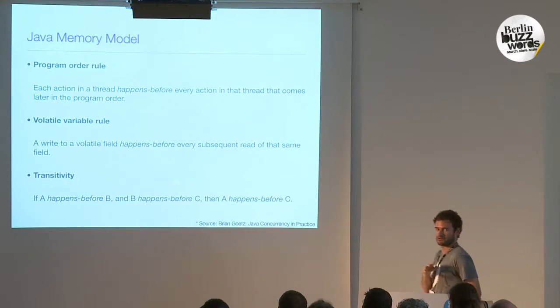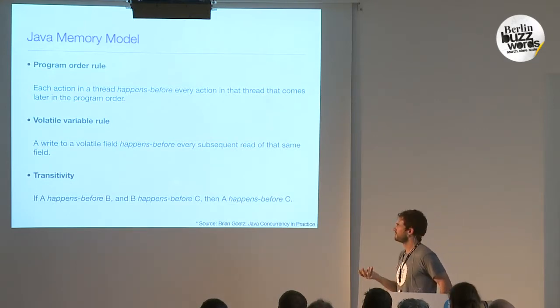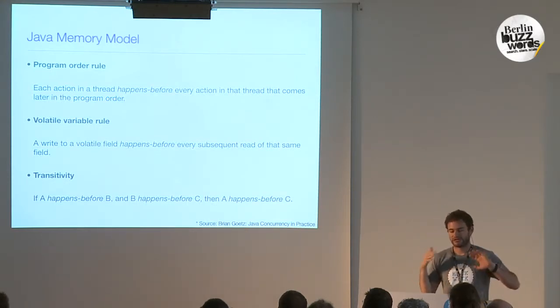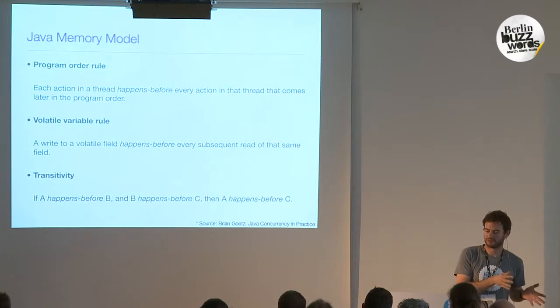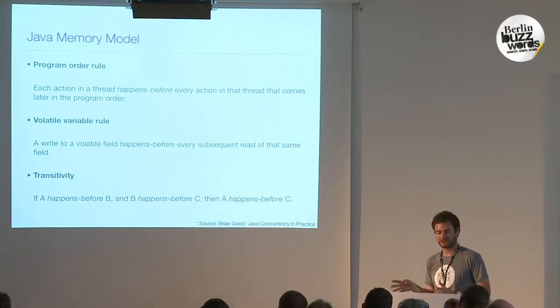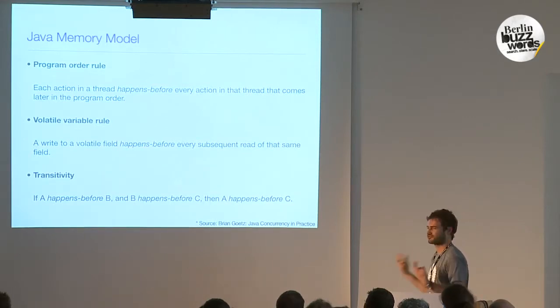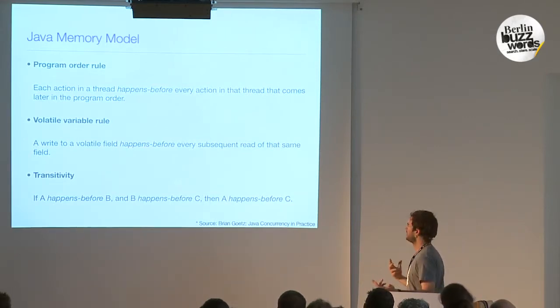And I bet people probably also know the volatile variables in Java. And then there's another rule that says a write to a volatile field happens before every subsequent read of that same field. So that's a little weird, that rule, because it kind of has two concepts of time in the same sentence, happens before and subsequent.